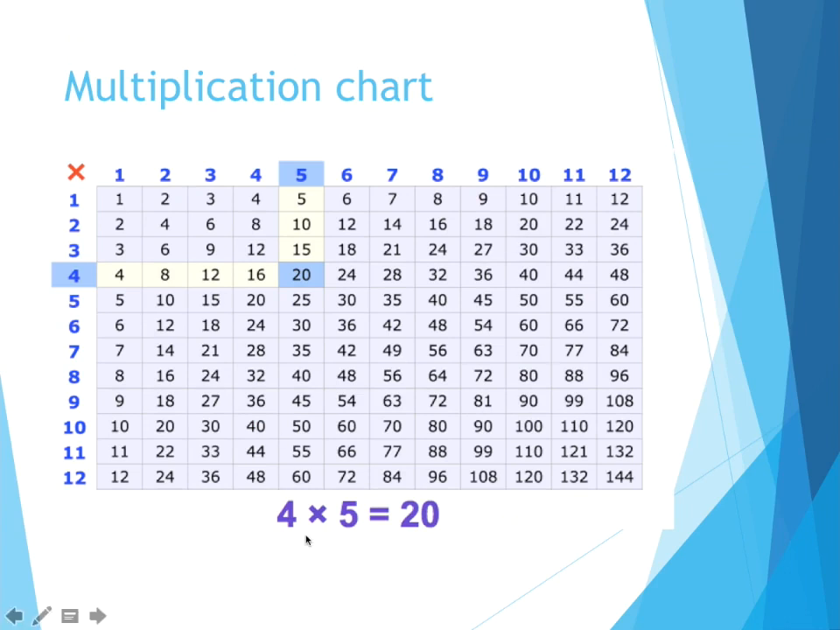So in order to use a multiplication chart, take the first factor in your problem and find it here on the side. So in this case, if I'm trying to determine what 4 times 5 is, I'm going to find that 4 here on the side, and I'm going to move over 5 columns, making sure that 5's up there, and then I come to the number 20 because 4 times 5 equals 20.